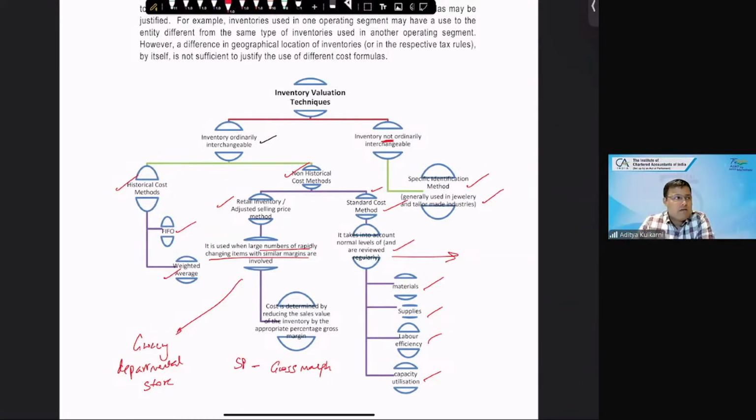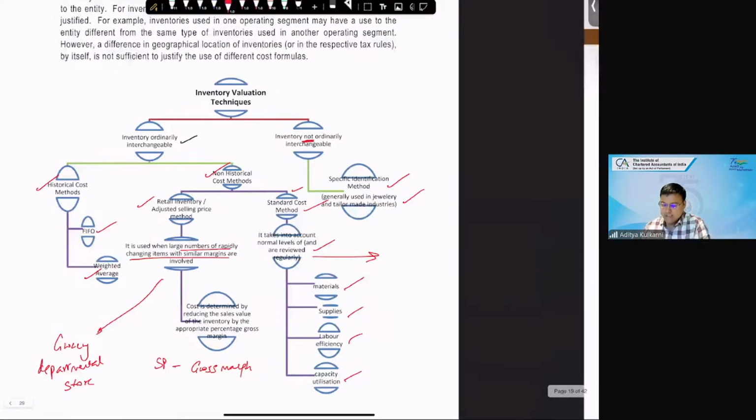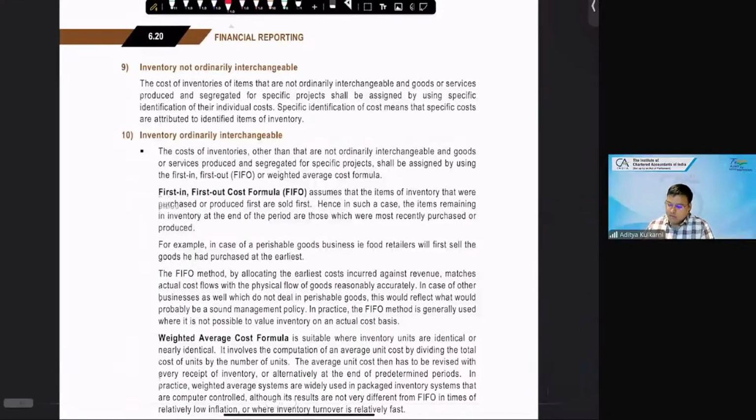And for further clarity, if you have the time and you want to present your answer, you give the valuation under FIFO or weighted average and say it can be either of these two, but LIFO certainly cannot. Okay. All right. Fine.